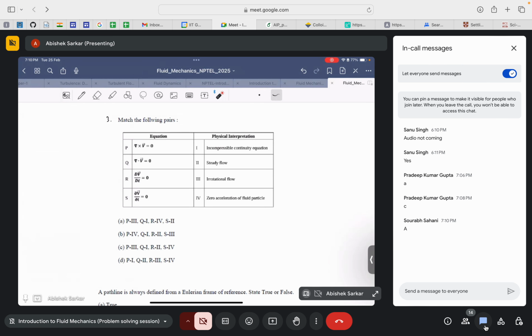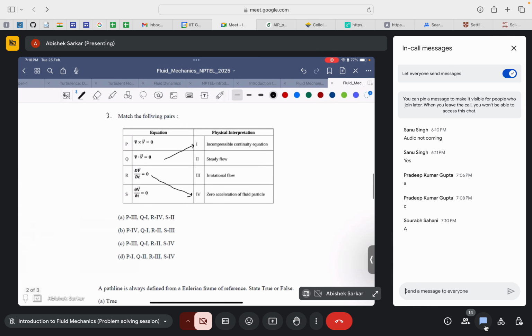So it's quite simple. Let me just share the answer. We have just discussed, if ∇·V is equal to 0, it is the incompressible form of the continuity equation. Okay. Then DV/Dt equal to 0 would mean that the net acceleration of the fluid particle is 0. So R would be 4. ∂V/∂t equal to 0 would basically mean that the flow is steady, because the derivative is with respect to only time. So there can be acceleration because of the spatial gradients, but from the temporal perspective there is no acceleration. So it is the steady flow.